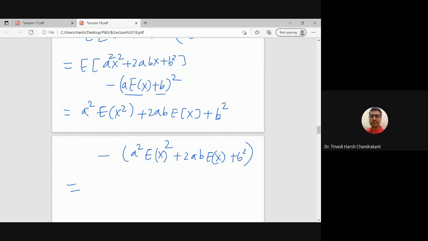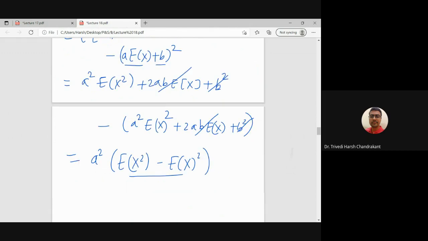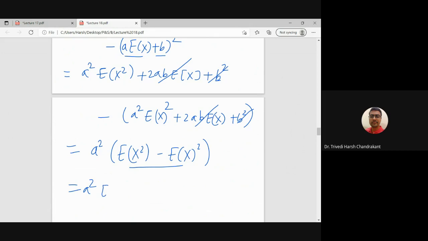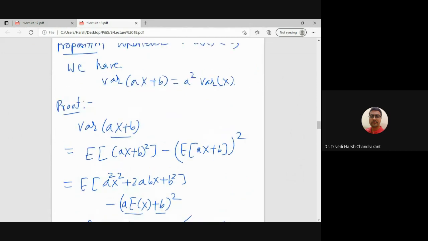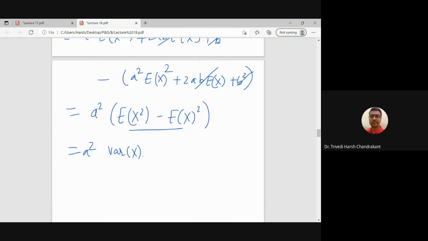So now what will be cancelling? 2ab expectation of x will cancel, b square will cancel, and the remaining we can take a square common. So that will be a square times expectation of x square minus expectation of x the whole square. And what is this quantity? That is variance of the random variable x. So you can see that variance is not a linear operator, because variance of ax plus b is not a times variance plus b, it is a square times variance, right?